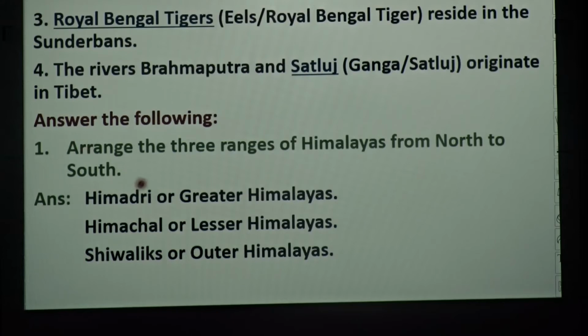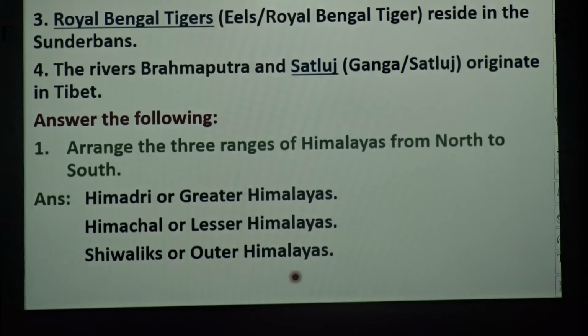The first one, arrange the three ranges of Himalayas from north to south. The three ranges of Himalayas are Himadri, Himachal and Shivalis. Himadri is otherwise known as Greater Himalayas. Himachal is otherwise known as Lesser Himalayas. And Shivalis is otherwise known as Outer Himalayas.